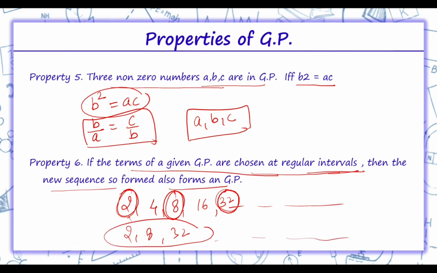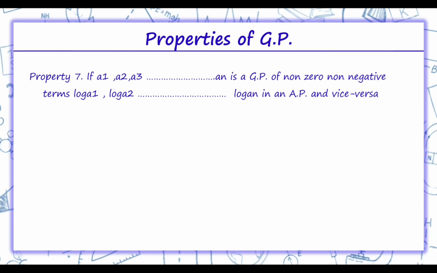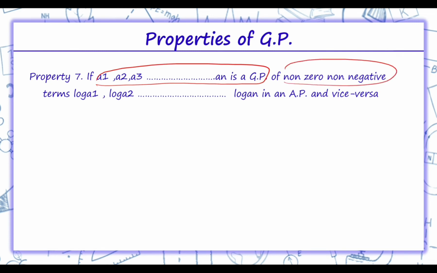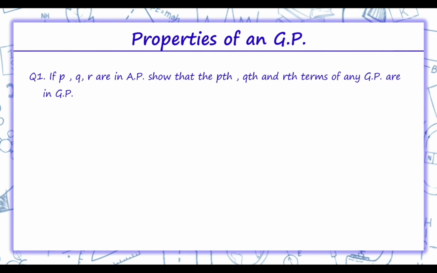Next property says if A1, A2, A3 are in GP of non-zero positive numbers, then log A1, log A2, log A3 will be in AP, and vice versa. That is, if A1, A2, A3 are in GP, their logs will be in AP, and if A1, A2, A3 and so on are in AP, their exponentials will be in GP. So based on these properties, now we will solve a question.